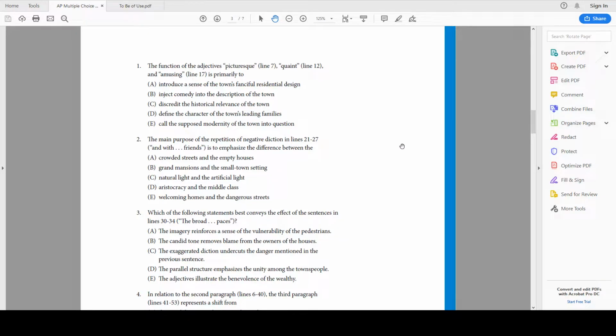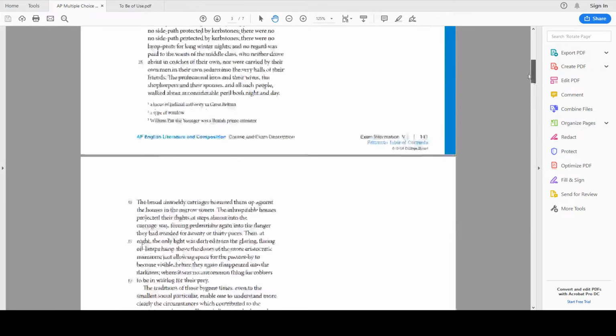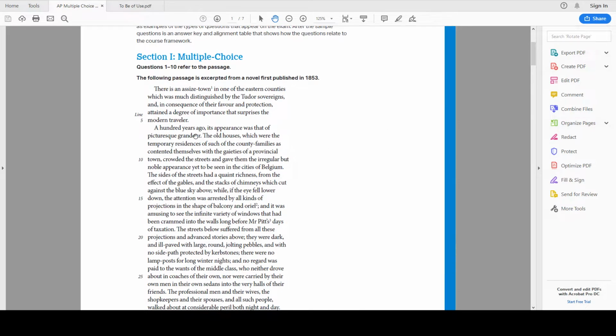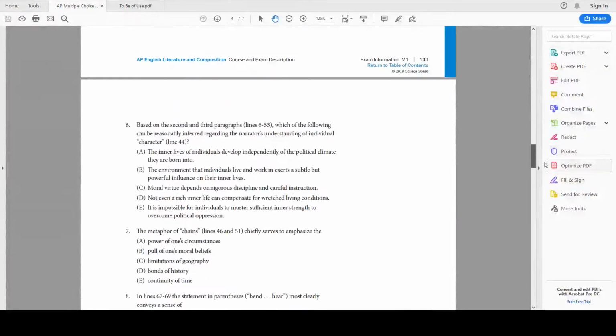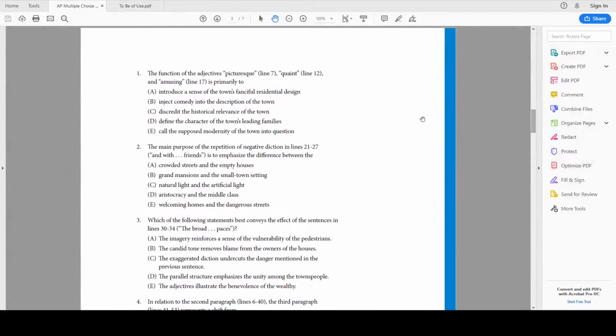D, define the character of the town's leading families. Nothing in this passage mentions families except that there were families. But once again, you can start to see a little pattern here, where there's a word that was present in the passage, families. But did we learn anything about their character? No. And then I think you have the toughest answer here.